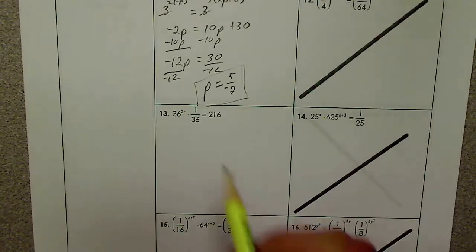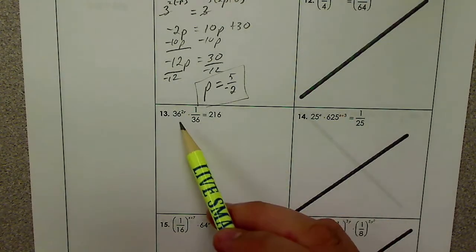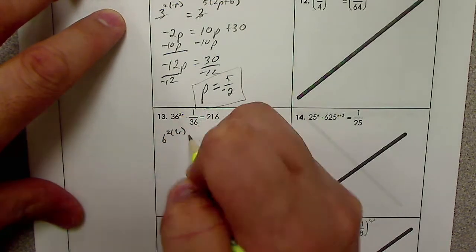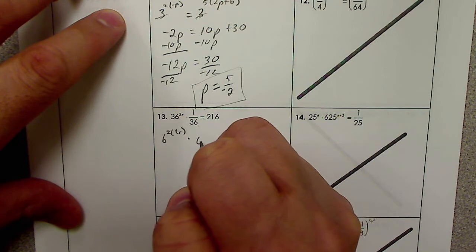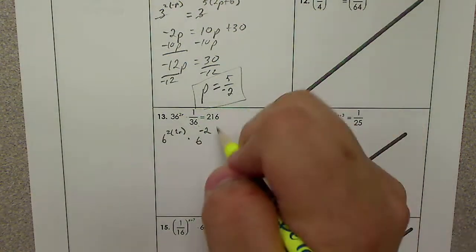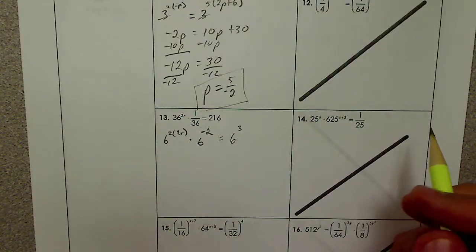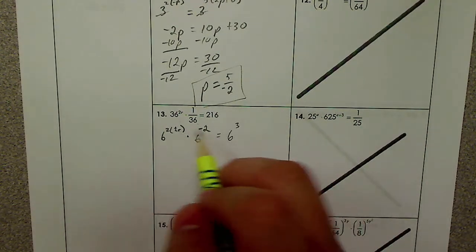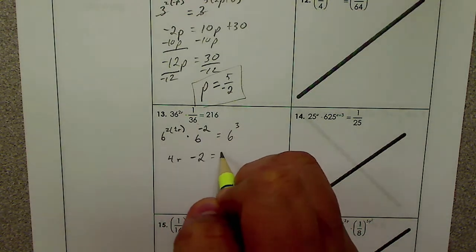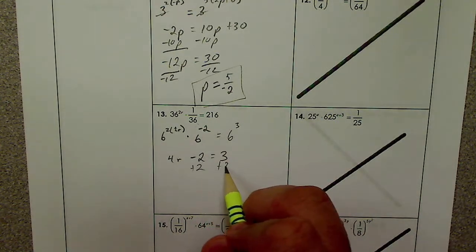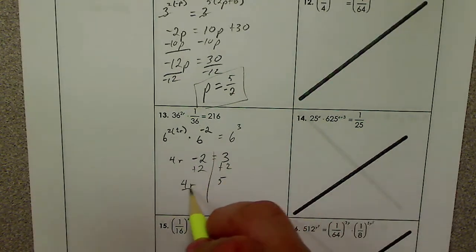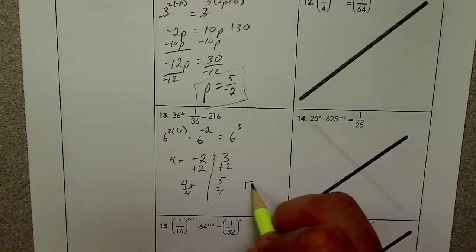Okay, 36 and 216. Well, 36 is 6 squared. So 6 squared to the 2r times 6 to the negative 2, because 1 over 36 is a negative exponent. And 216 is 6 to the 3rd. I know that. Again, with multiplying, you're essentially adding exponents. So this becomes 4r minus 2 is equal to 3. And then do some algebra. So r is equal to 5/4.